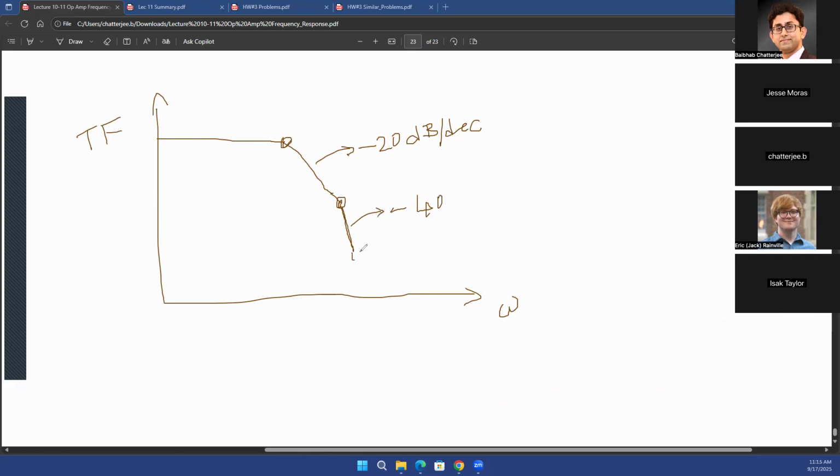And then you might have a third pole if it is a third order system. Then you might see this falling faster, even faster. And that could be minus 60 dB per decade. If you have more number of poles, the transfer function is going to fall faster and faster. So from minus 20 dB per decade, it will go to minus 40, minus 60, minus 80, and so on. Now, we'll come back to this concept toward the end of the course question.